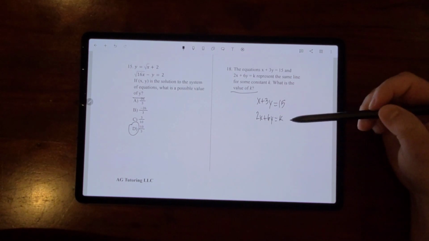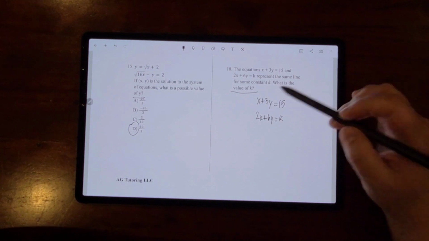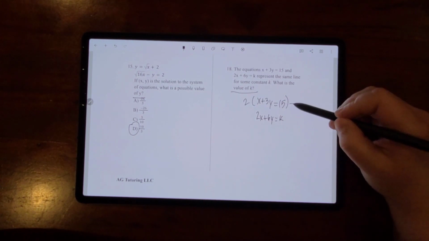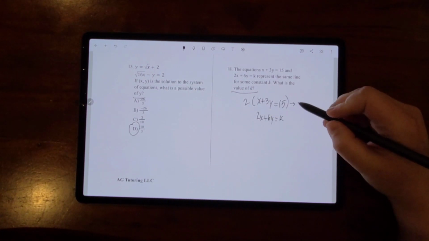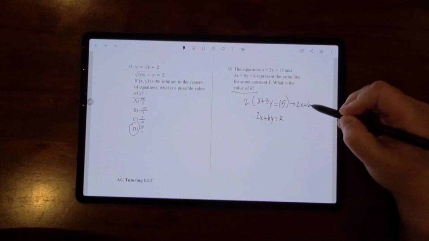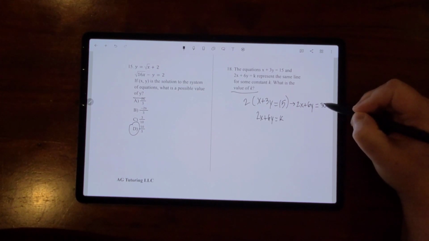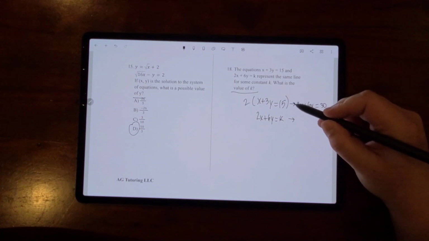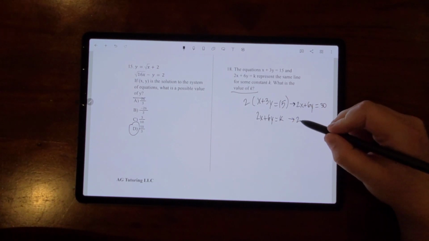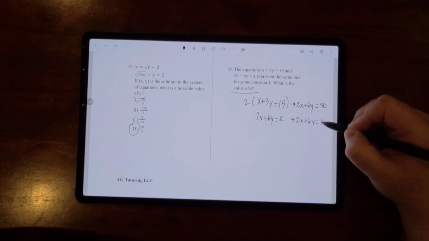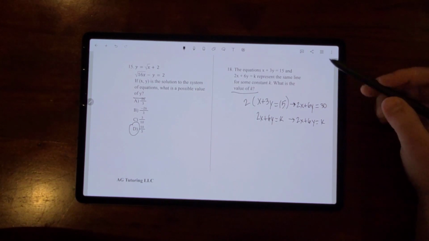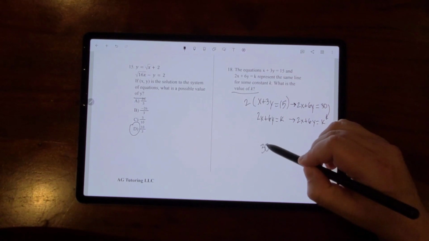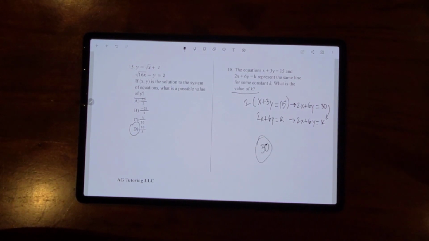Remember, I have to make them look exactly the same for them to be the same line. I see that if I multiply the top by 2, I can get the x part and the y part to look the same. So that's going to be 2x plus 6y is equal to 30. I just multiplied 2 by each of those terms. Then I'm going to copy over the second part here, 2x plus 6y is equal to k. Now they have to be the exact same equation, the same line, so that means 30 has to be equal to k. So that would be my answer, 30.